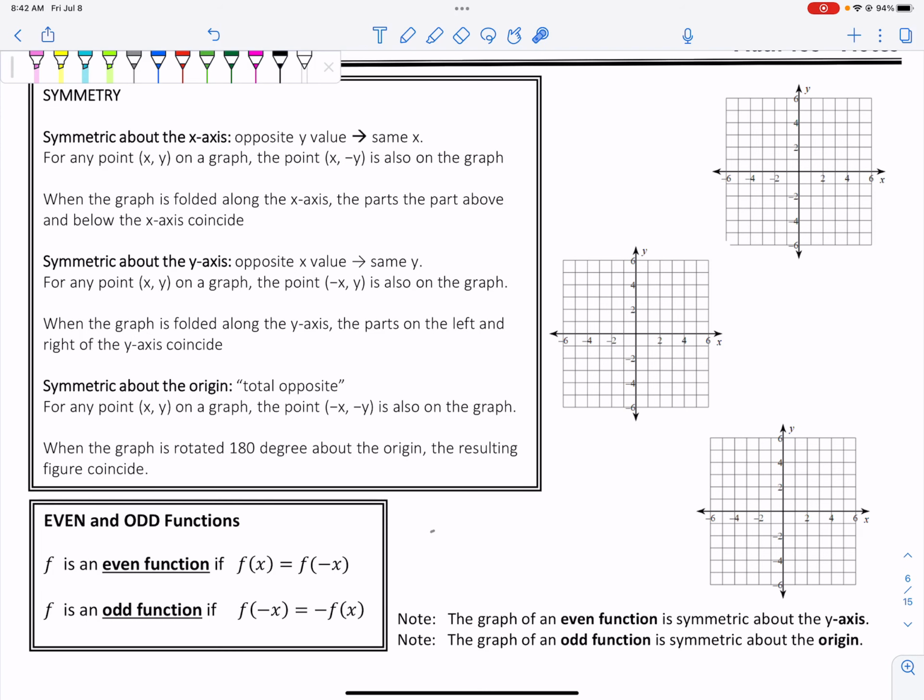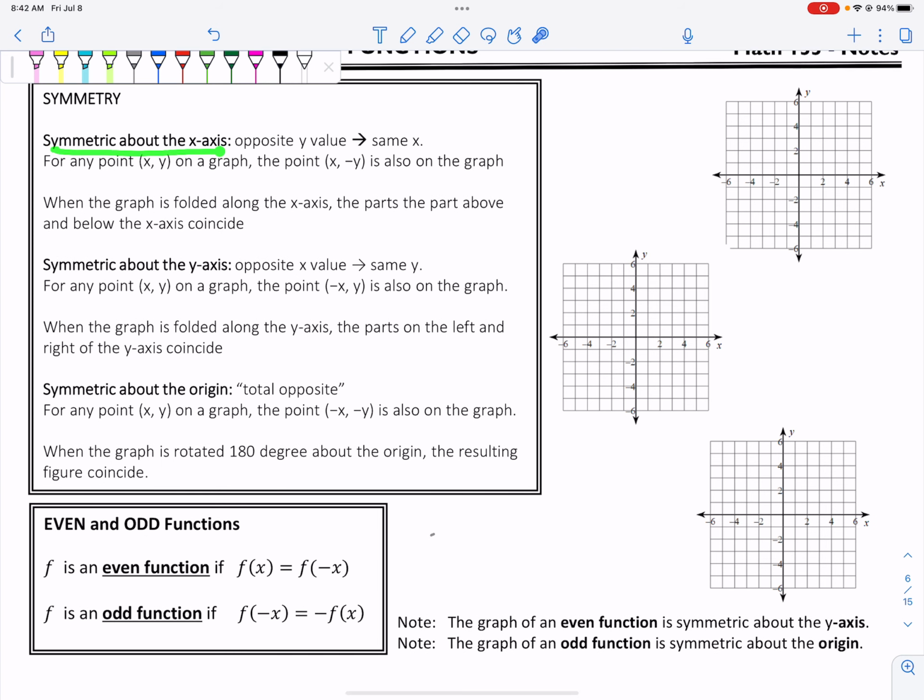Hello everyone, in this video I will show you how to determine whether the graph of a function is symmetric about the x-axis, about the y-axis, or about the origin. For symmetry about the x-axis, when you fold the graph along the x-axis, the points will match up. So you can imagine there's a reflection about the x-axis.